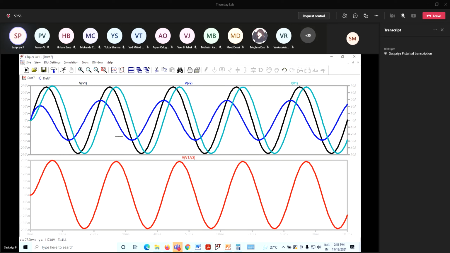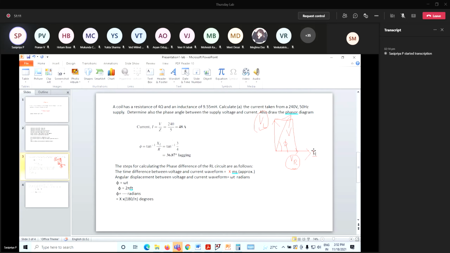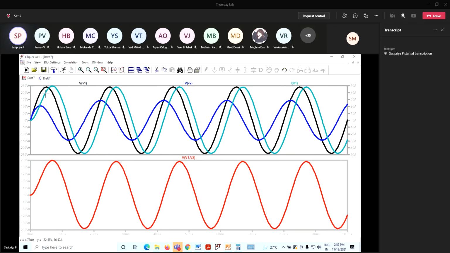This is V of V1, and then V of V2. I'm getting this V of V2. Okay, so you can note down everything, and you can mention the values in the phasor diagram. All of you try to simulate, then we will move on to the RC circuit.